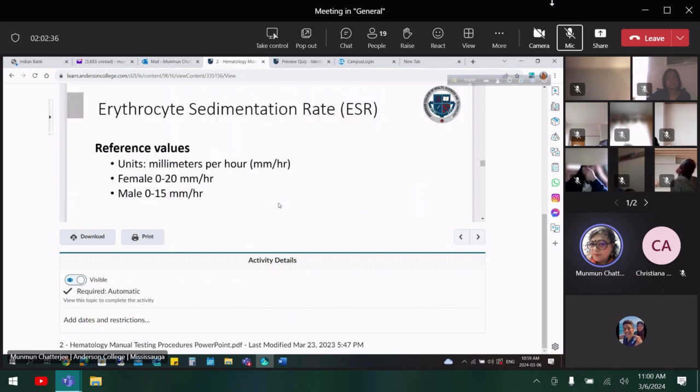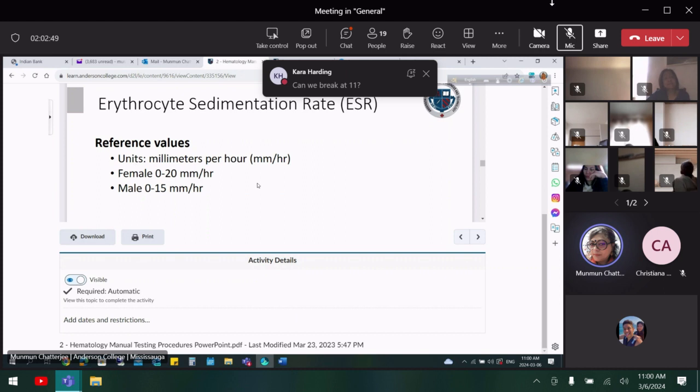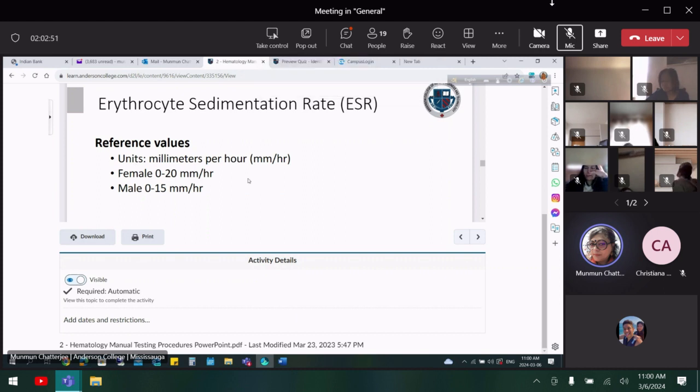So obviously that is calculated in hours. Erythrocyte sedimentation rate, this value you have to remember, it is going to come in the exam, in the practical. So how do you do that? Units are millimeter per hour. What is the hematocrit? How do you express the hematocrit? Percentage. Percentage.